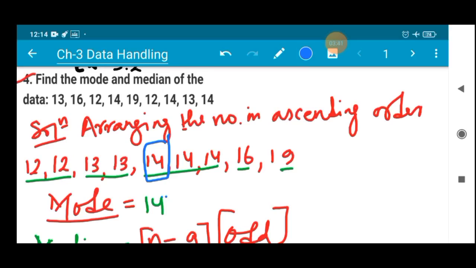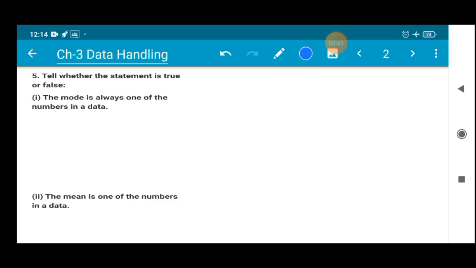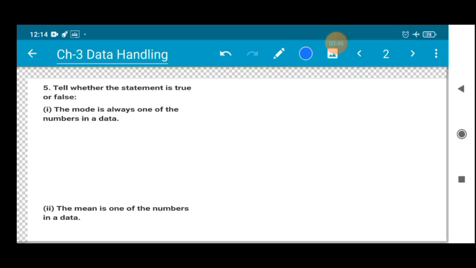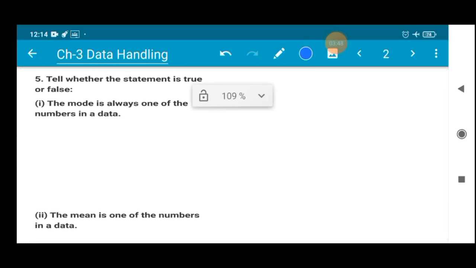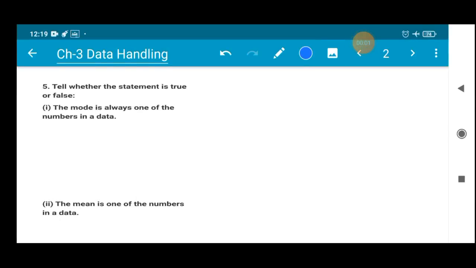Let's proceed now to the next question, question number 5. In question number 5, you have to state whether each statement is true or false, and let's verify also. Question 5 part 1 states that the mode is always one of the numbers in the data. For this question, the statement is absolutely true. Why? Because we always select the mode from our observations only.